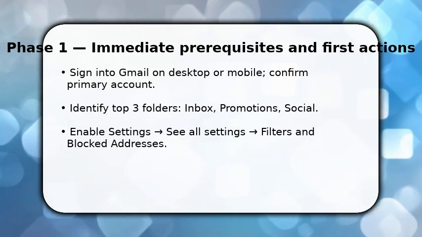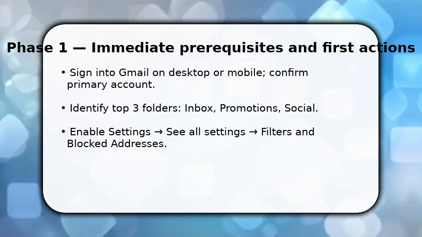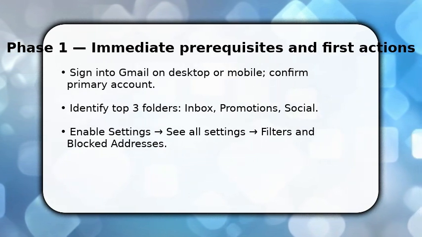You're signed in and ready. Start now by verifying your primary Gmail account. First, scan promotions and social to spot recurring senders you don't need. Next, open Settings and go to Filters and Blocked Addresses.